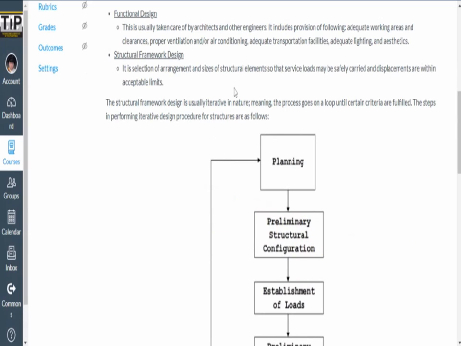So the structural framework design is usually iterative in nature. When we say iterative, it means it repeats itself until you satisfy certain criteria. So there you go, meaning the process goes on a loop until certain criteria are fulfilled. So what are the steps in performing the iterative design procedure?